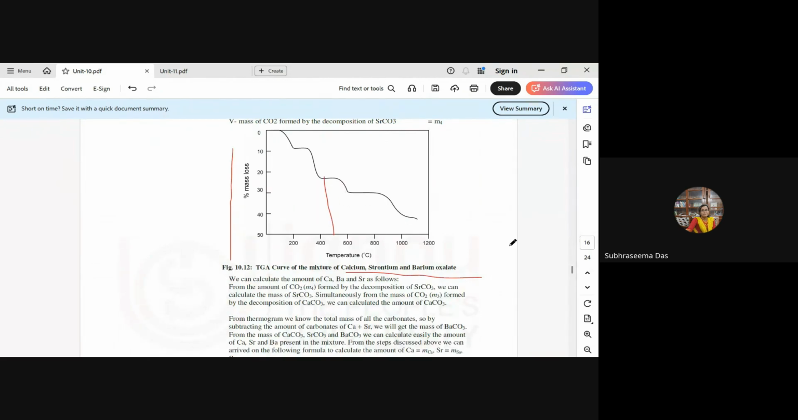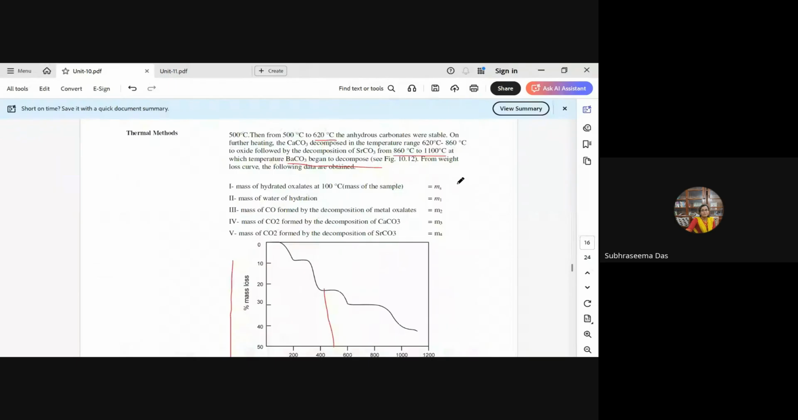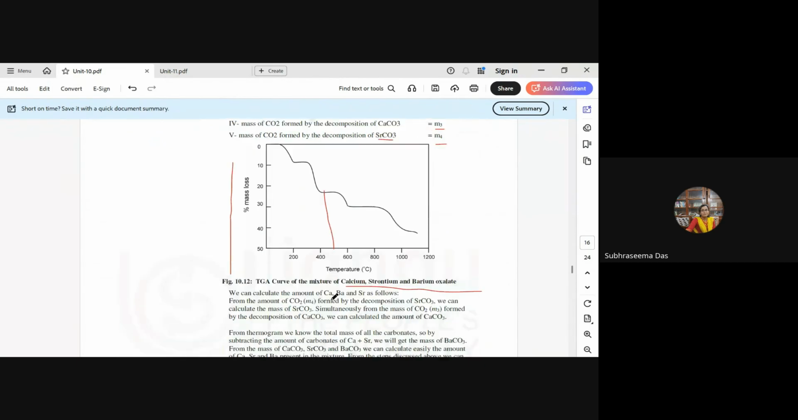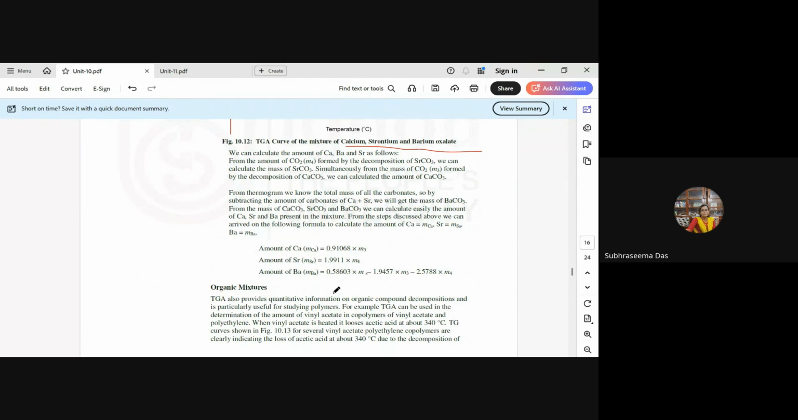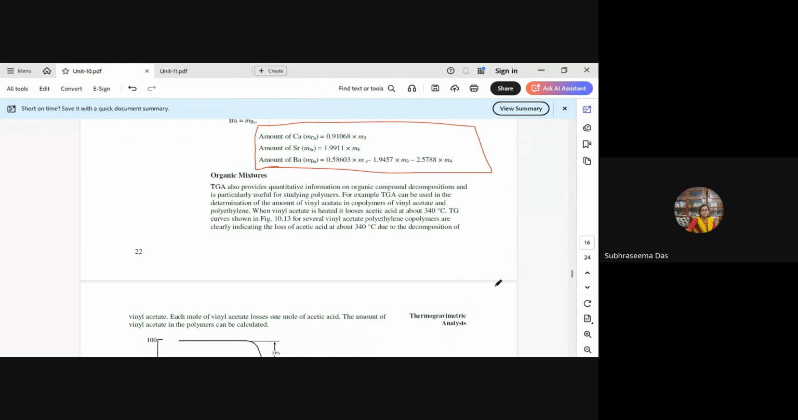So this is how we relate all the three temperatures to the different mixtures. First is the mass of hydrated oxalates, that is M of S. Loss of water is M1, mass of CO formed is M2, mass of CO2 formed by the decomposition of carbonate is M3, followed by the decomposition of strontium carbonate, which is M4. Then, knowing all the masses and the amount of the mixture that we have taken, we can calculate the exact amount of each substance present in the mixture. Now these are all the analyses of inorganic mixtures.